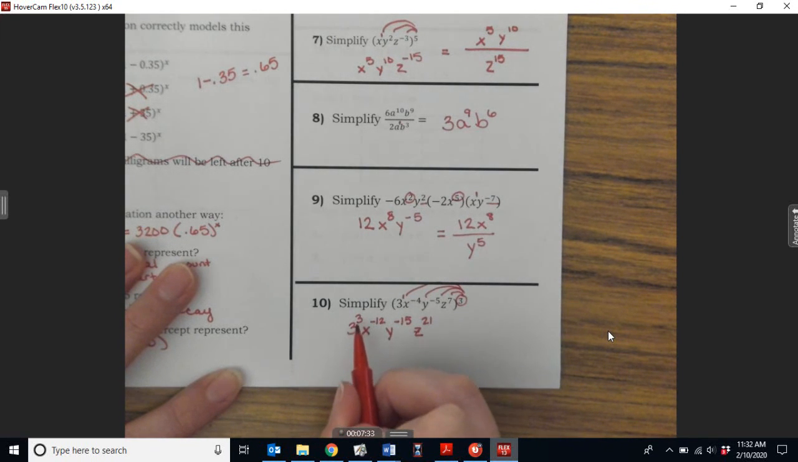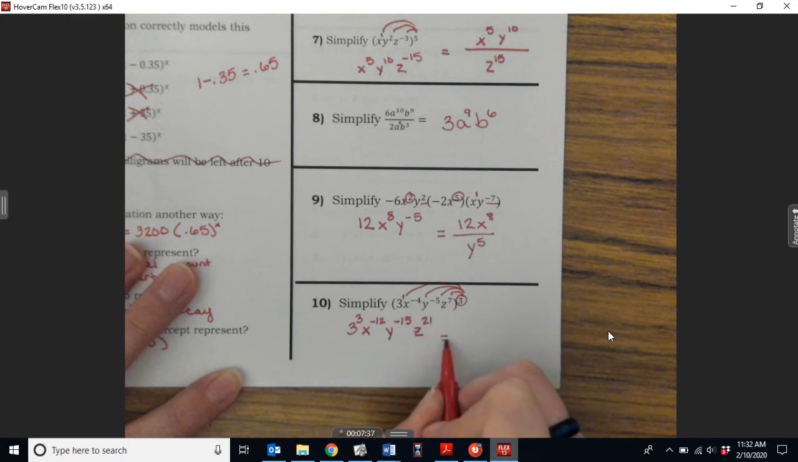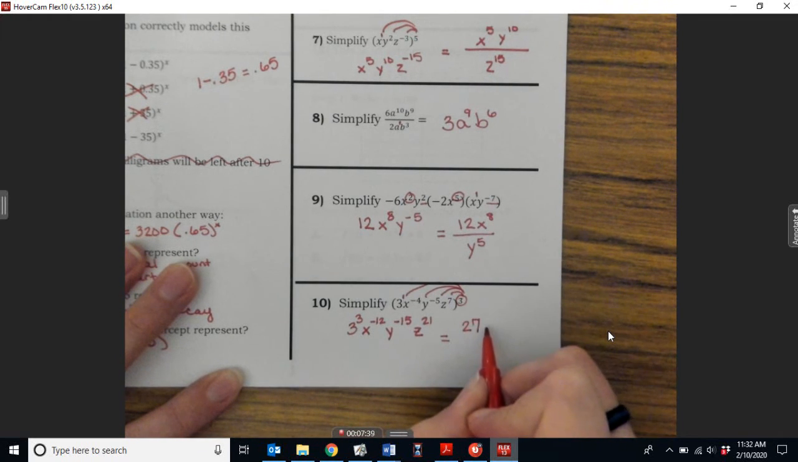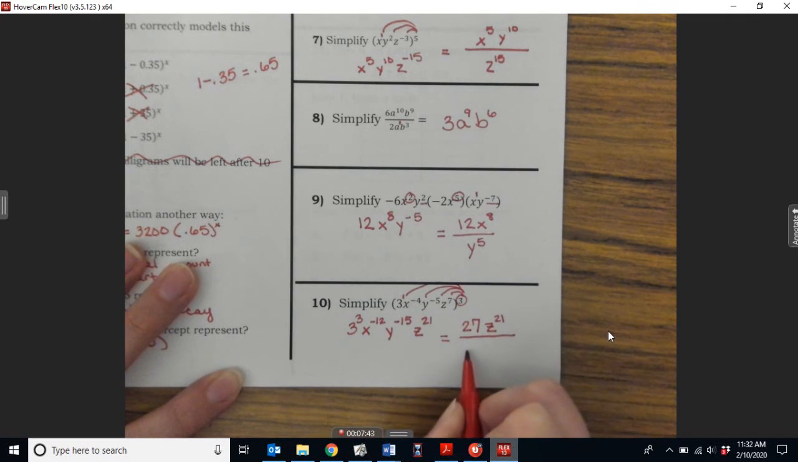3 to the 3rd power is 27. And so I'm going to rewrite this. I have 27 and z to the 21 on top. On the bottom goes my x and my y.